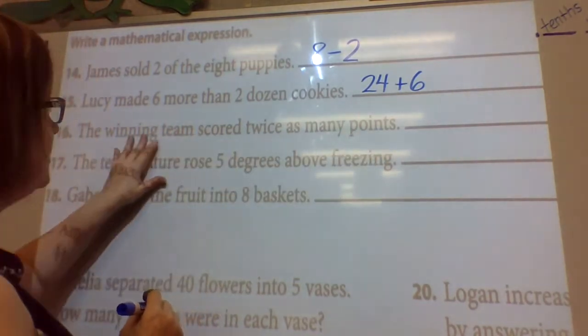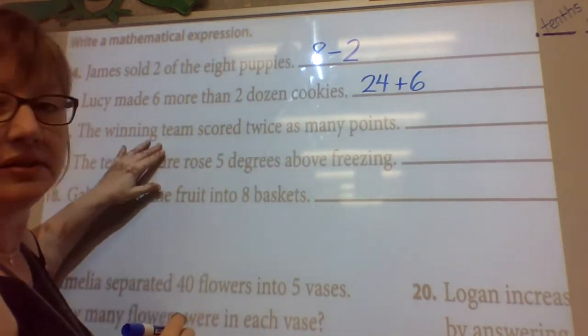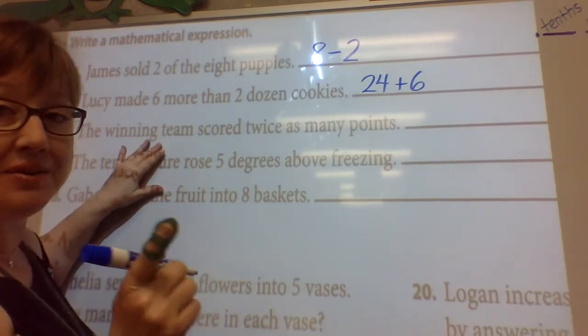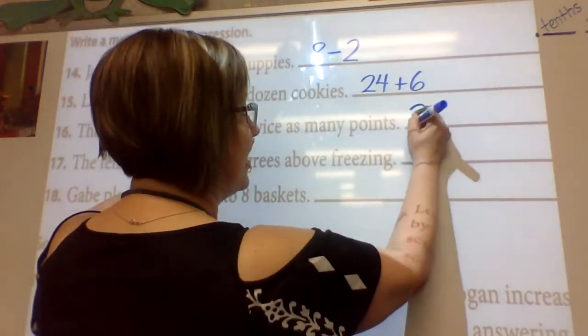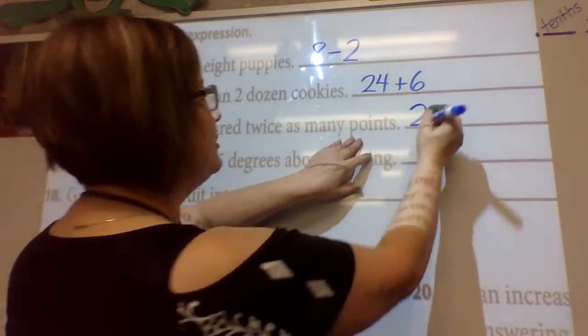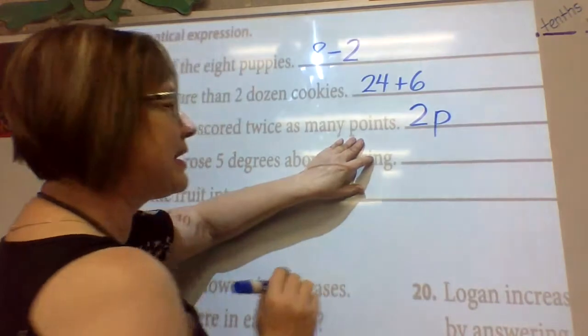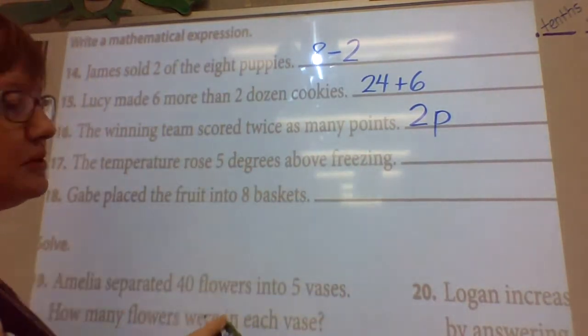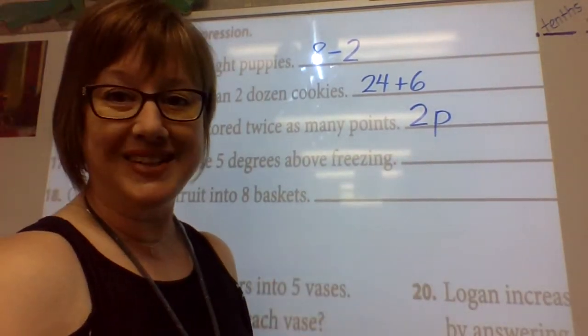Okay? The winning team scored twice as many points. Do we know how much the other team scored? No. So it's an unknown number. So it's going to be 2 of that. You can give it whatever letter you want. Scored twice as many points. I'm going to do 2P because it's 2 times the amount of points. You could do 2M, 2W, 2A. You choose the letter. Doesn't matter.